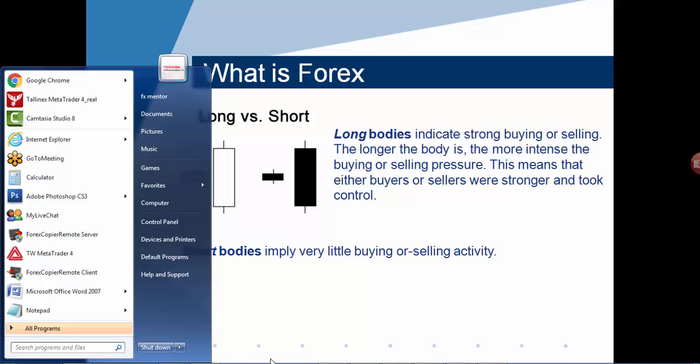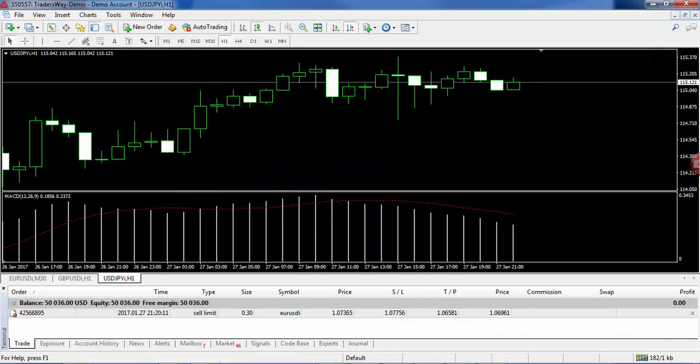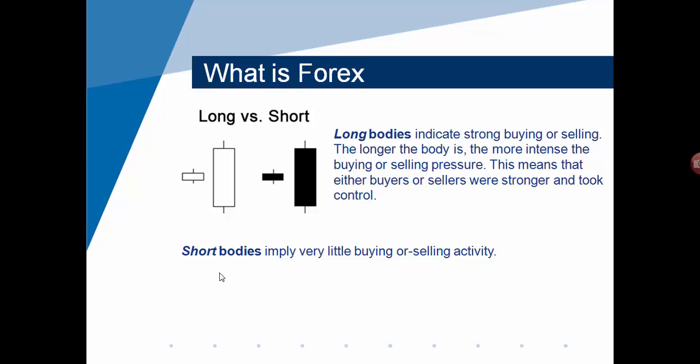So when we're looking at a chart, let's look back at this chart here. With this candlestick here, we had strong selling pressure, right? But when it came to this candle, the selling pressure was not that great. And when we moved over to here, the buying pressure and selling pressure were not that great either. So we look at these candles in terms of the length to determine the pressure in the market at a certain time. The short bodies imply very little selling or buying activity going on in the market.